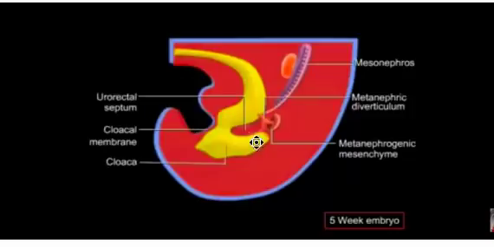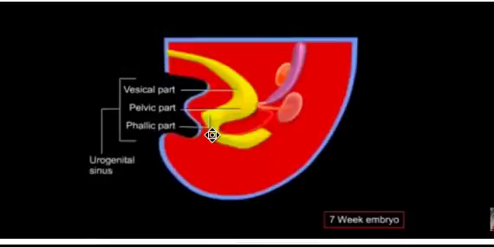Cloaca is the distal end of the gut, and it leads to the formation of the primitive rectum and urogenital sinus. During the 7th week, we can easily see that this cloaca starts splitting into the primitive rectum and the urogenital sinus. This urogenital sinus consists of three parts: the vesical part, pelvic part, and the phallic part. Here we can also see the gonads, and this is the kidney.